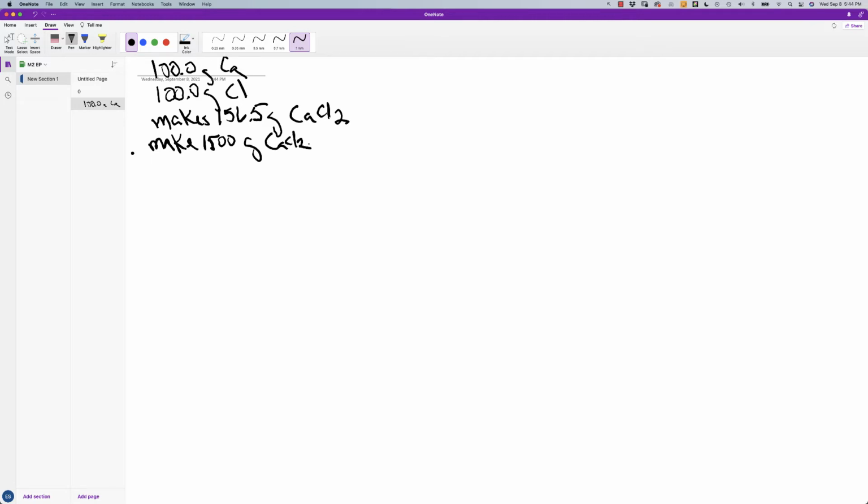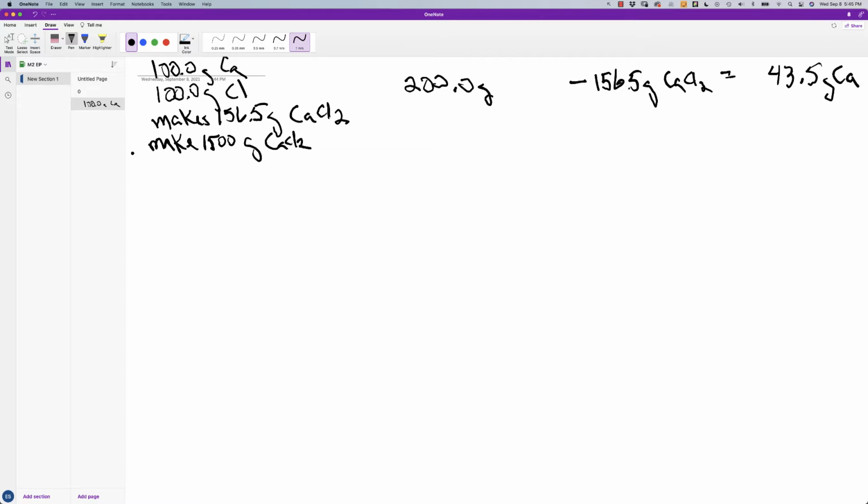Okay, so to start with, we have 200.0 grams. That's what we got here, the 100 of each to start with, right? Subtract what we made, 156.5 grams of the calcium chloride, and that gives us 43.5 grams of calcium that was not used.